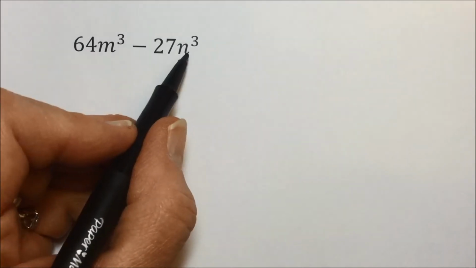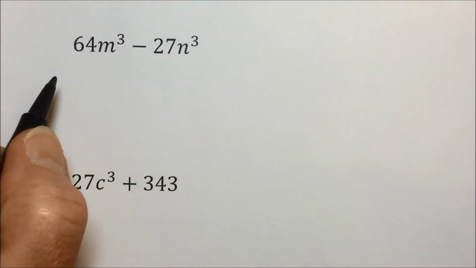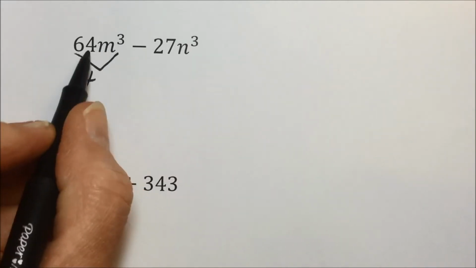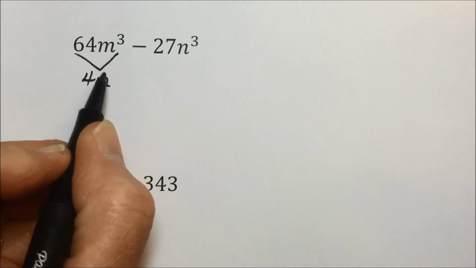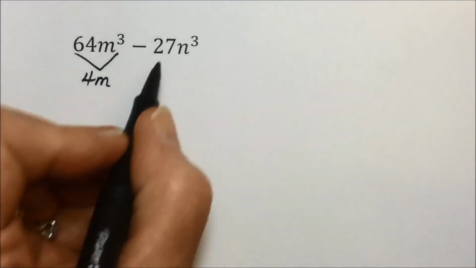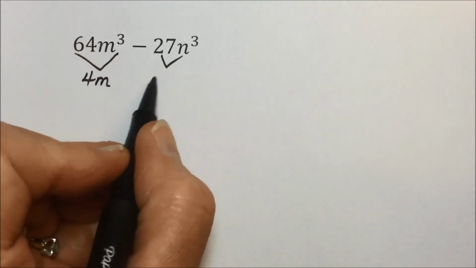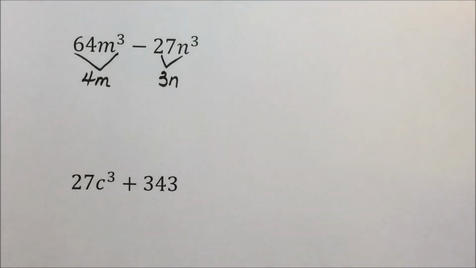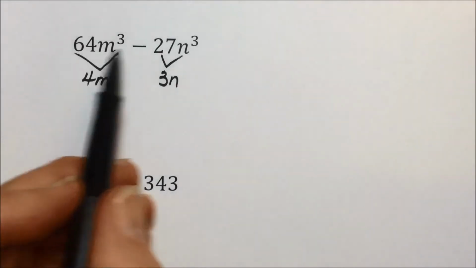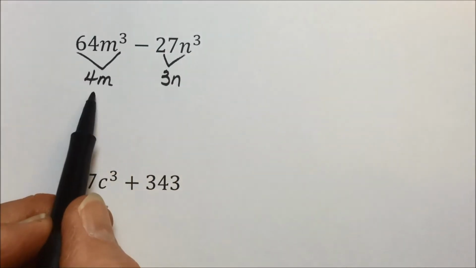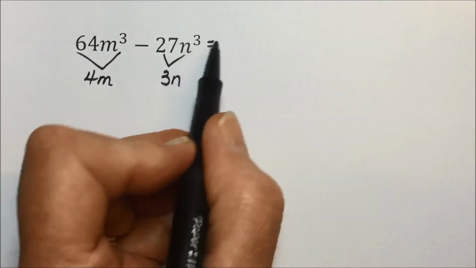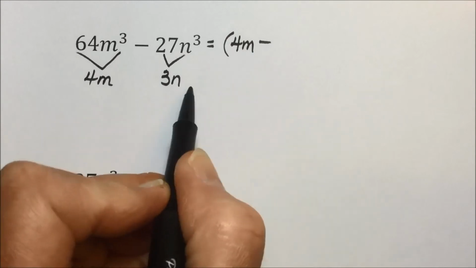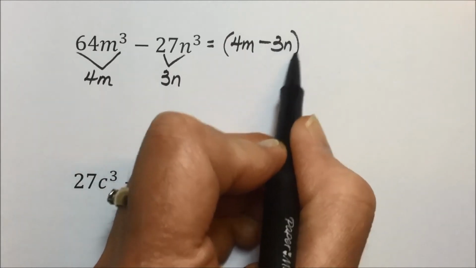The variables to the third power is definitely a clue. Here we have 64 again, which is 4 to the third power, and m to the third power, the cube root would be m. 27 we just saw in the previous example, that's a 3n is the cube root. Once we have established that it is a difference of cubes and we know what the cube roots are, we're ready to factor. The cube root of the first term, same sign, cube root of the second term.